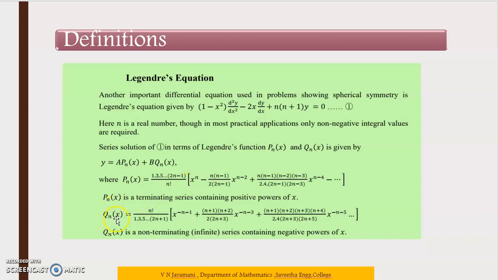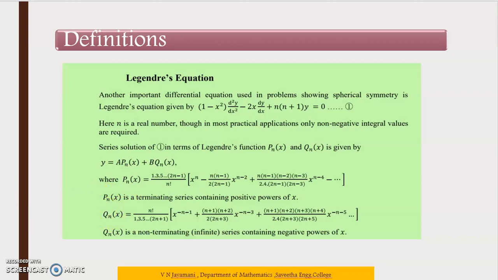Next, Qn(x) is equal to n factorial by 1·3·5 etc. to (2n plus 1), so just the reciprocal of that factor, into [x power minus n minus 1 plus (n plus 1)(n plus 2) divided by 2(2n plus 3) into x power minus n minus 3 plus (n plus 1)(n plus 2)(n plus 3)(n plus 4) divided by 2·4(2n plus 3)(2n plus 5) into x power minus n minus 5 etc.]. Qn is a non-terminating series containing negative powers of x. Pn has positive powers of x, Qn has negative powers of x.